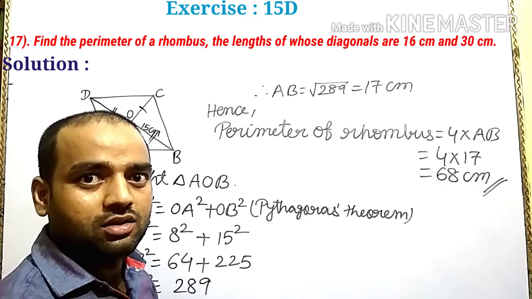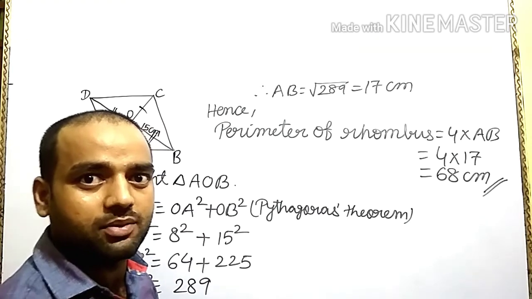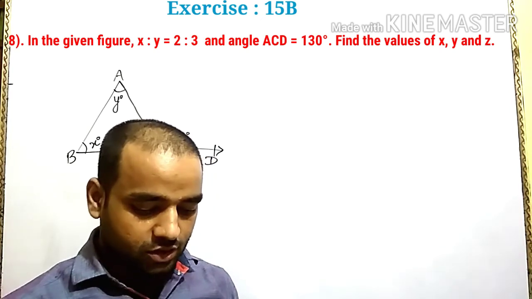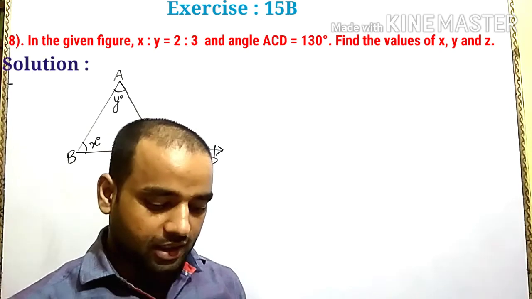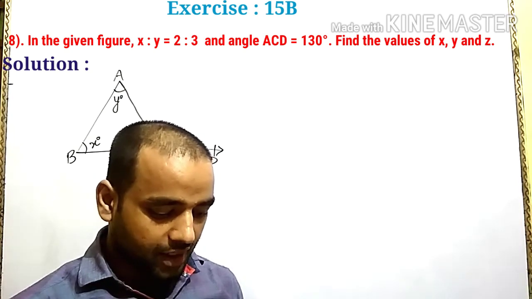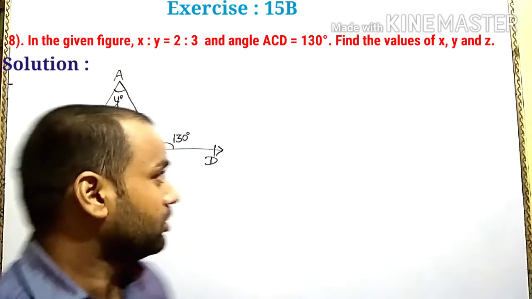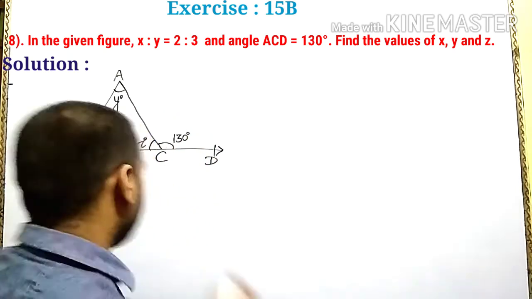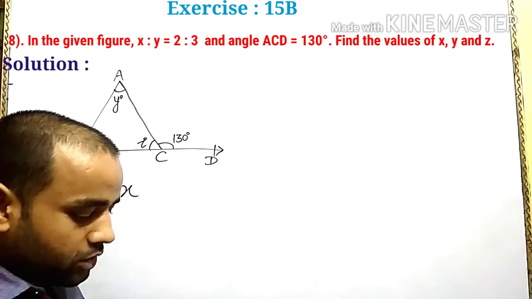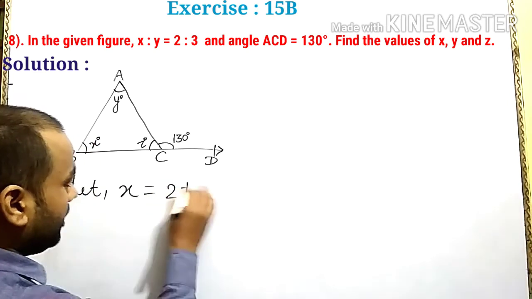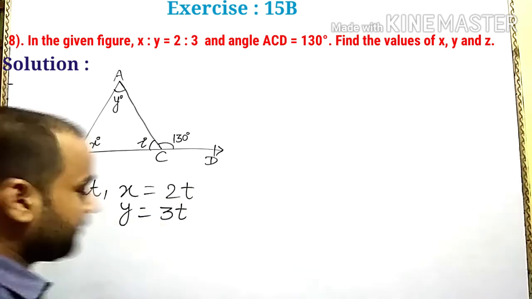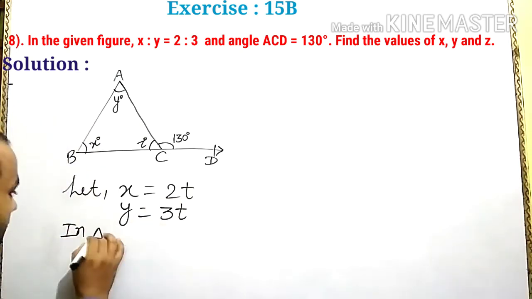Is it clear? Now let us discuss question number 7. In question number 7, in the given figure, x is to y is equal to 2 is to 3 and angle ACD is equal to 130 degree. Find the values of x, y and z. So here, the ratio means let x is to y is equal to 2 is to 3, means x is equal to 2t and y is equal to 3t. Is it clear?